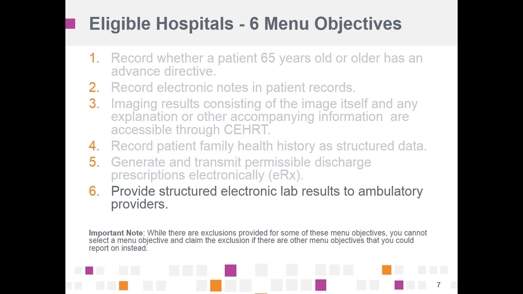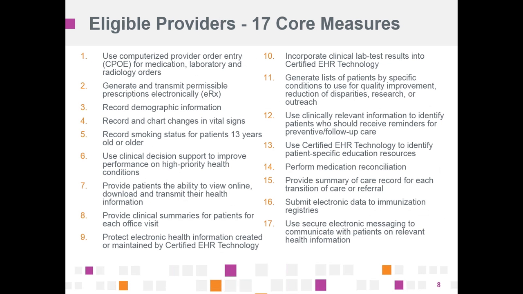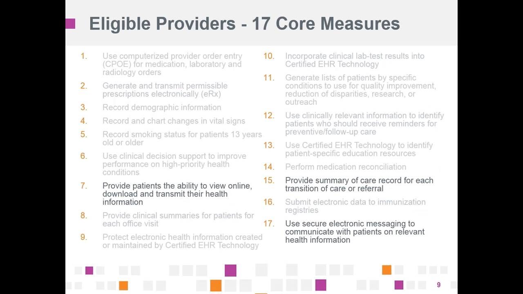Let's also talk for just a moment about the eligible ones. These are the EPs, also referred to as the ambulatory world. They have 17 core measures, and 3 of those measures are related to direct secure messaging. Again, view, download, transmit, summary of care for transition of care, and core measures for EPs include communication directly with the patient. But what is direct secure messaging?